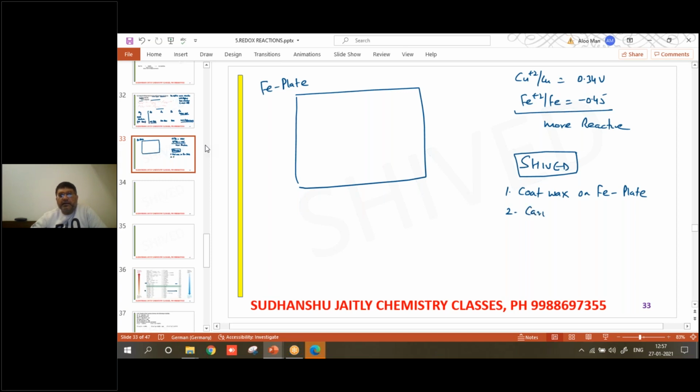Then carve Shivate on that. Right? Carve. You can take any spatula. Just carve. Right? You can use your name also. This is just an illustration. Now what will happen? The iron will be exposed where you have carved Shivet.